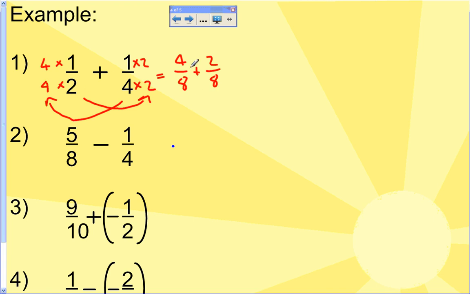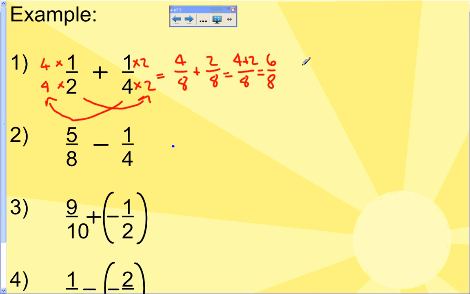So I have a common denominator again. I have a different common denominator. Now I broke it up into pieces of 8 instead of pieces of 4. Okay, but the point is they're the same denominator. So now I add 4 plus 2 over 8. And I get 6 over 8. That's a different answer than I got last time, right? Last time I got 3 over 4.